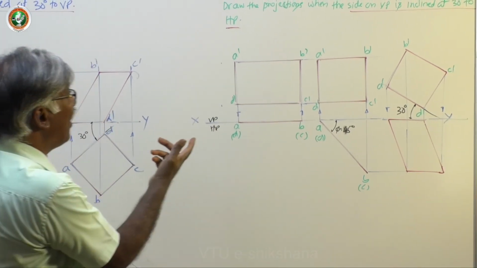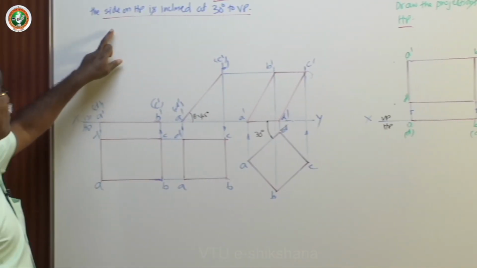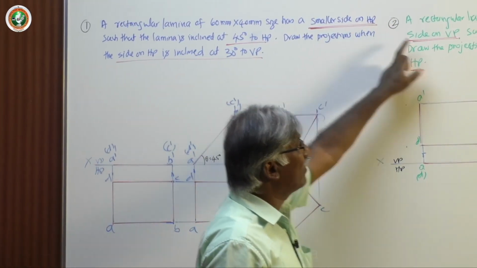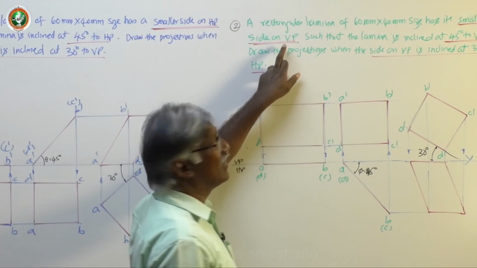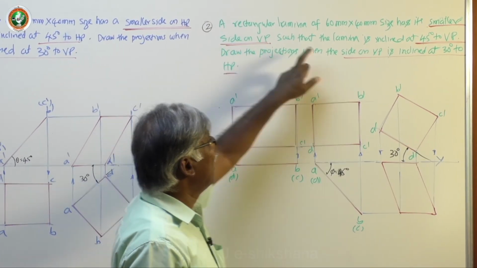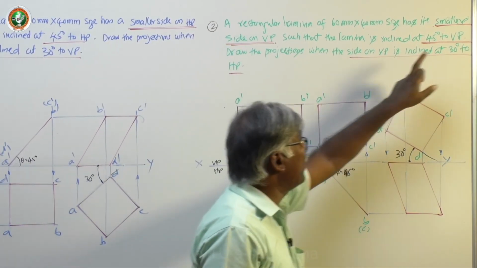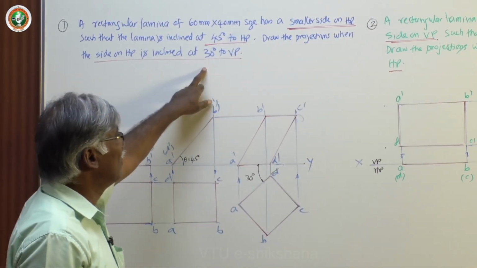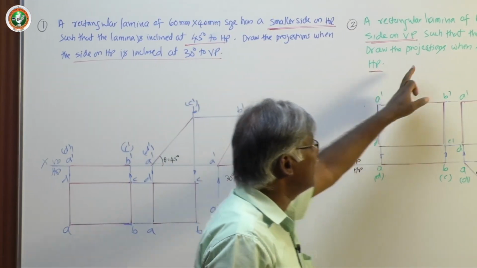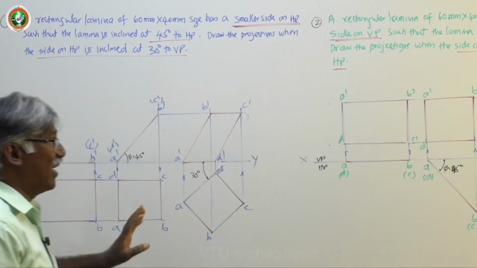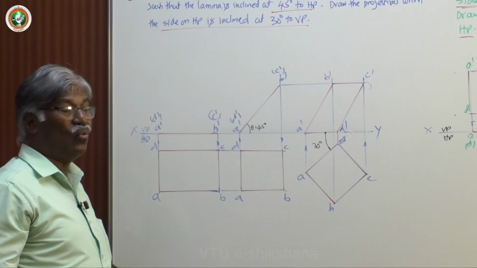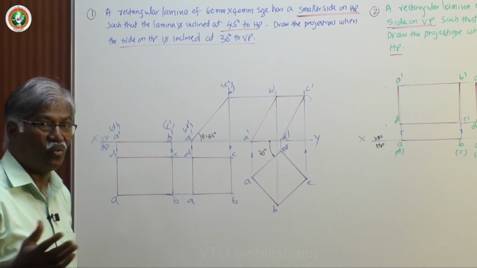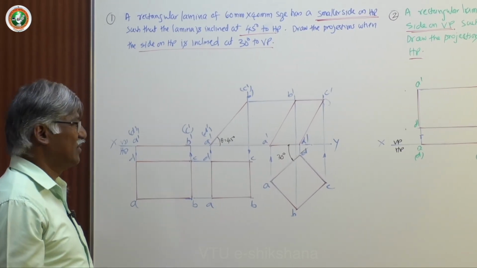So, when you call a reverse problem, this is the regular problem. You see a rectangular lamina, this is the smaller side on HP. Here I have given the smaller side on VP. That's all, HP becomes VP. The lamina is inclined at 45 degrees to VP. Here this becomes HP. And also the edge on HP is inclined some degrees to VP. HP. Here VP. This is HP. So, you must do it carefully. If you are able to draw a reverse problem, you learn more. You can do wonders in the lamina topic.